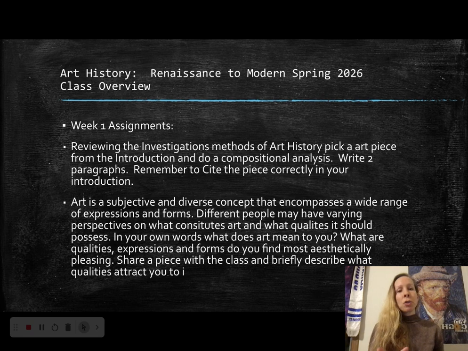Okay, so your first journal entry will be analyzing a work of art, and then remember to cite the piece correctly. Every week when you do a journal entry, you should be citing a piece. That's putting down the name of the artwork, the artist that made it, and the year it was made. I have a document that I'll put in Schoology that tells you how to do that.